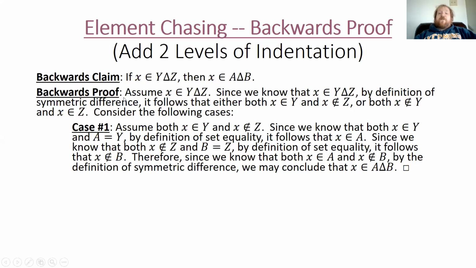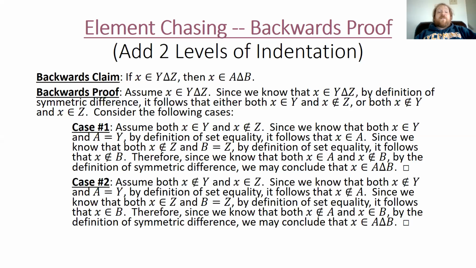So in the first case, we assume that x is in Y but not Z. Since we know that x is in Y and A equals Y, definition of set equality gets us to x is in A. Since we know that x is not in Z but B equals Z, definition of set equality gets us to x is not in B. Therefore, since we know x is in A and not B, it's in one but not the other of those two sets. So by the definition of the symmetric difference, it is in the symmetric difference.